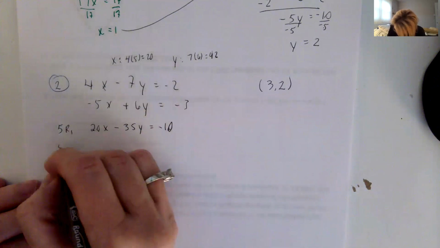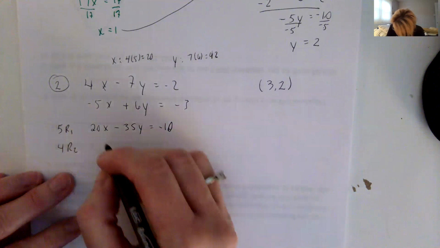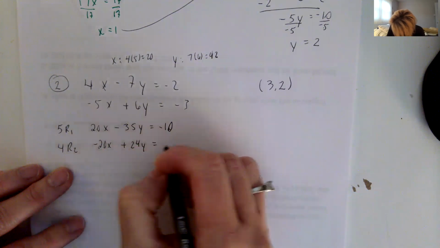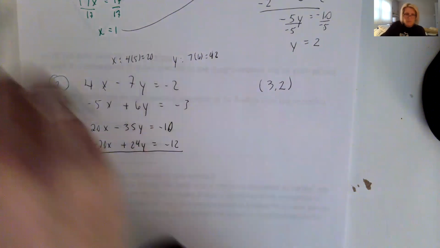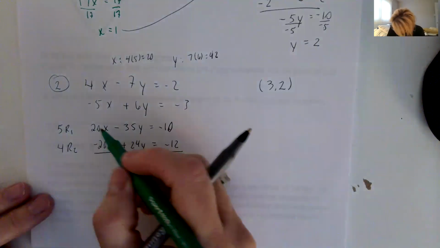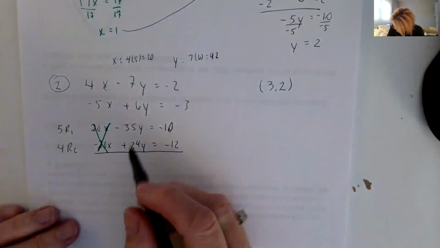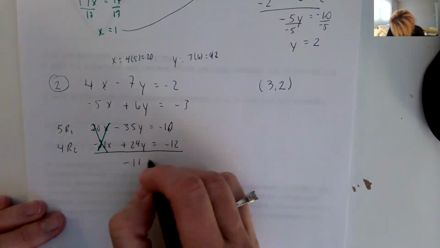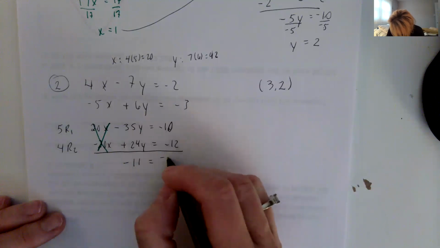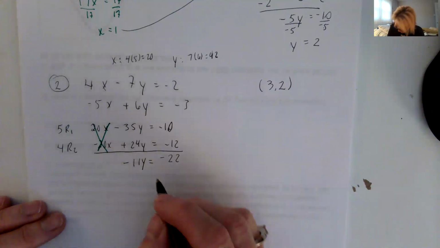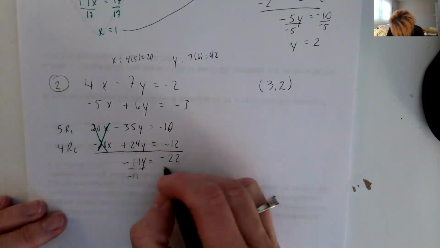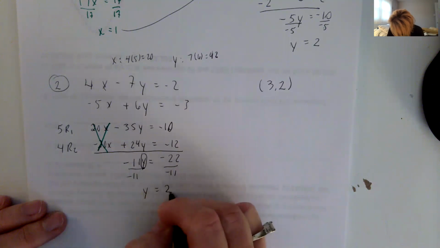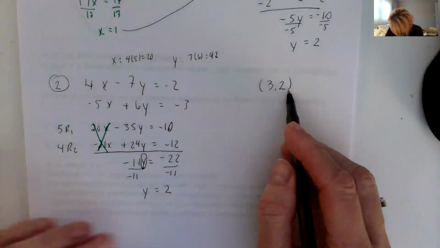And then I'm going to multiply 4 times row 2. So a negative 20x plus 24y equals a negative 12. And when I add them, I did eliminate x. So a negative 35 plus 24 is a negative 11y equals a negative 22. Well, it's a negative 11y. So we have to divide by a negative 11 because it is what's attached to y. And so we get y equals 2. And that matches what we should get.